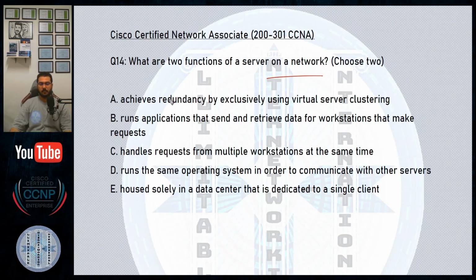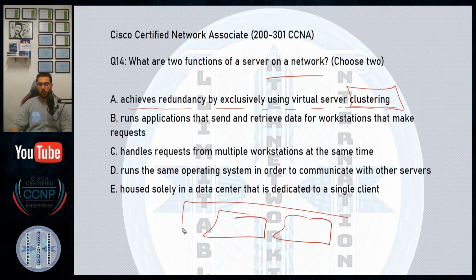Okay. Achieves redundancy by exclusively using virtual server clustering, and by clustering I mean having 2 devices acting as one device, really one device. It will be advertised to the network as only one device that has double resources. Okay, but it's actually inside. You will go to the site, to the data center, and you'll see them. They are 2 devices that have some direct connections between them. This is the clustering thing. Can servers behave in this way? Yes, they can. So this answer might be correct.